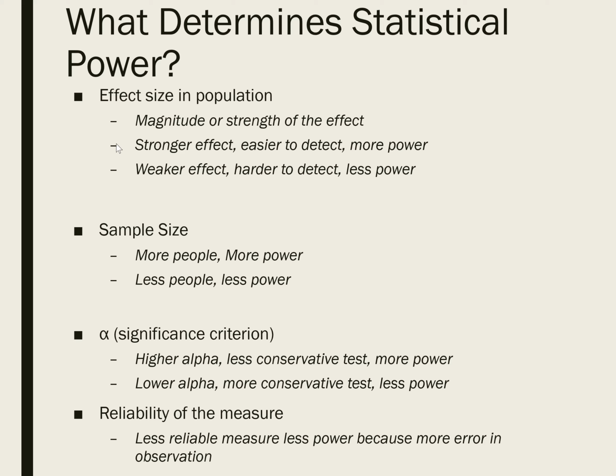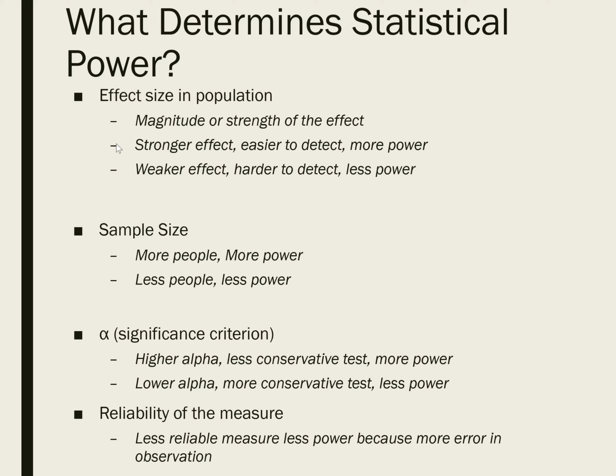An effect size is basically a measure of the strength or magnitude of an effect. So if we're talking about differences between means, the further the means are apart, generally speaking, the stronger the effect. If we're talking about relationships between variables, the more strongly related the variables are, the stronger the effect size will be. So if it's a larger effect, it makes sense that it'll be easier to detect and you will have more statistical power.